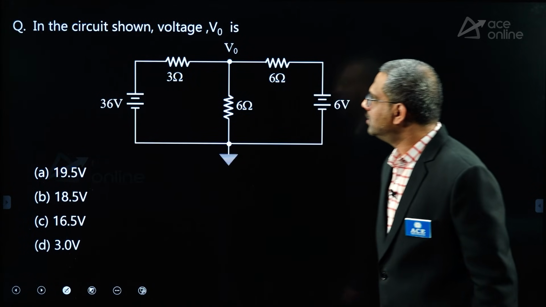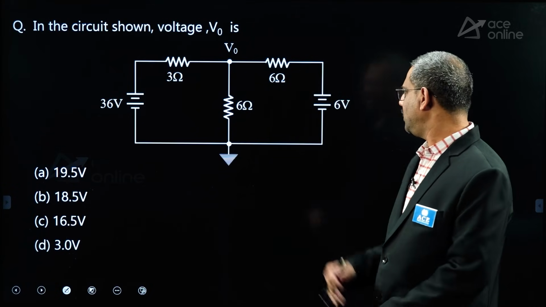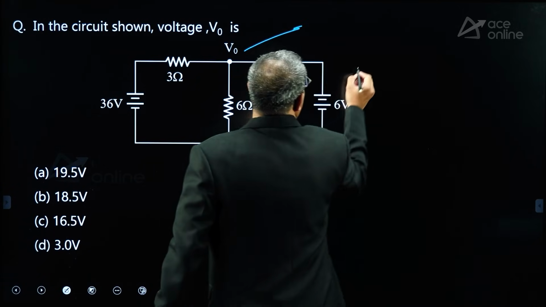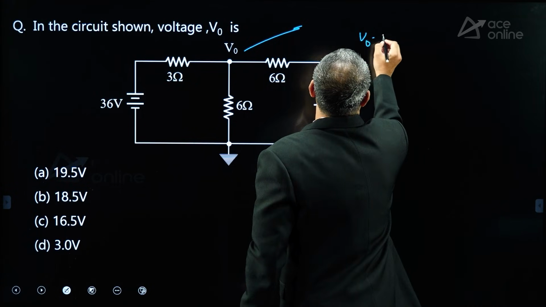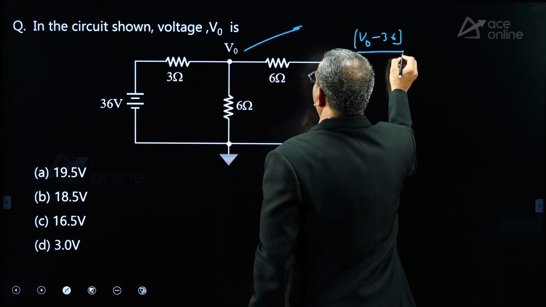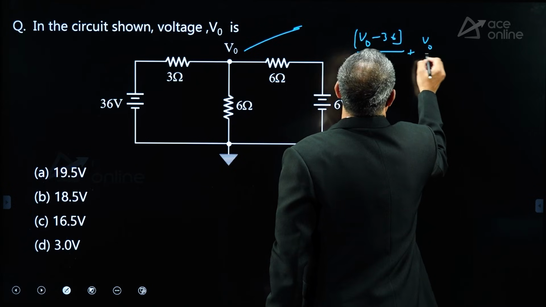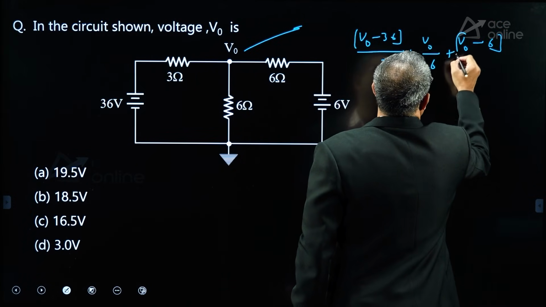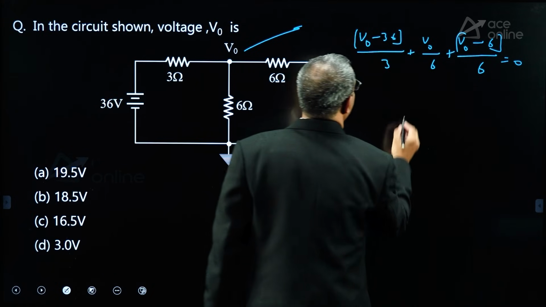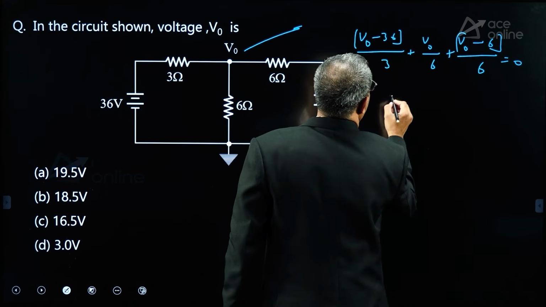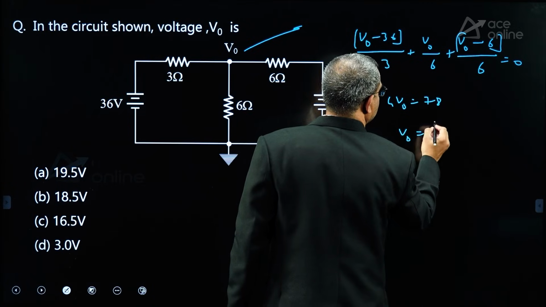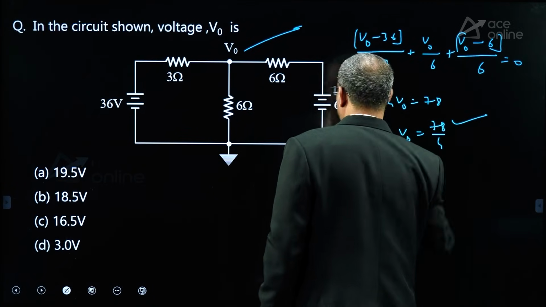Now let us come to this. Now in the circuit shown V0. Let us do nodal. That is the fastest way. I will do nodal analysis here. Now (V0 minus 36) by 3 plus V0 by 6 plus (V0 minus 6) by 6 is 0. Now if you take LCM 6 2 times, so total 2 plus 2, 4 V0 is 78. So V0 is 78 by 4, around 19.5.